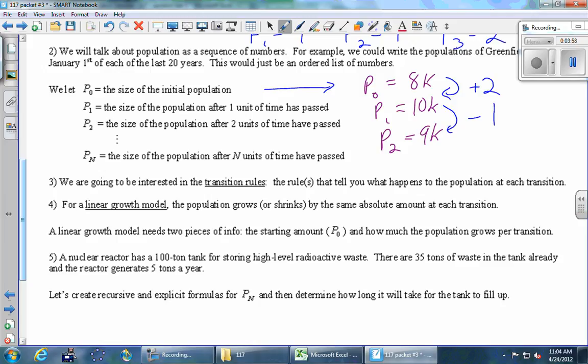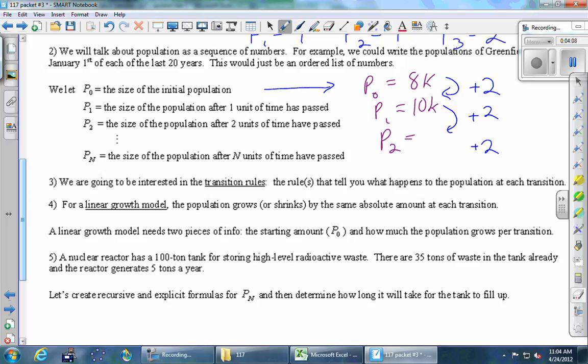So suppose that instead of saying it went up by 2 and then down by 1, suppose that I say it just keeps going up by 2 every year. Then how much do we have in this year? We have 12,000, and then in year 3, 14,000, and I can get my hands on that pattern. I can talk about that pattern if I assume it just keeps growing by 2 every year. Now that's a big assumption. It's probably not valid for Greenfield, but for some things, I think it's a good assumption.